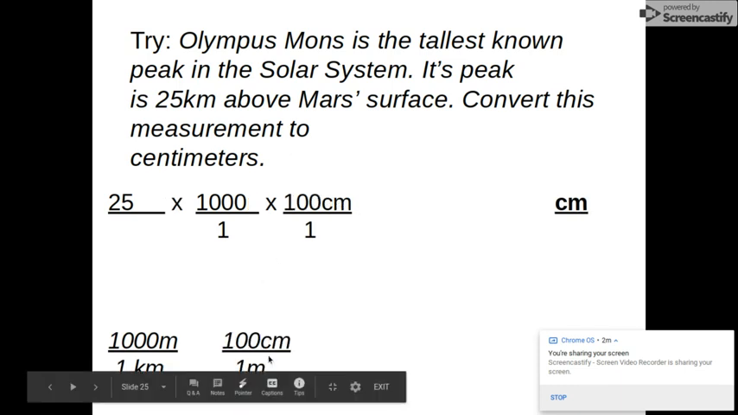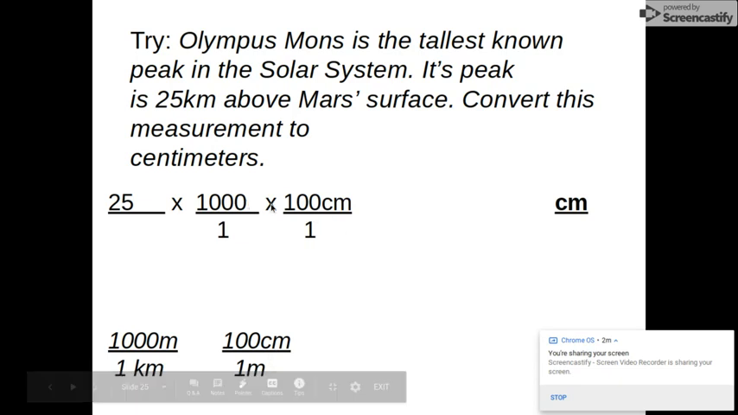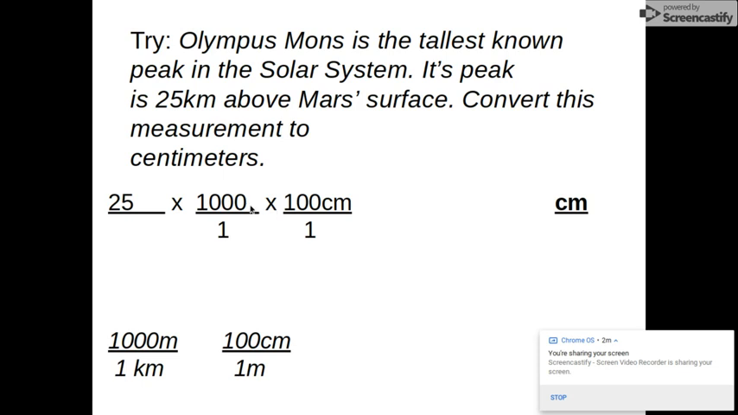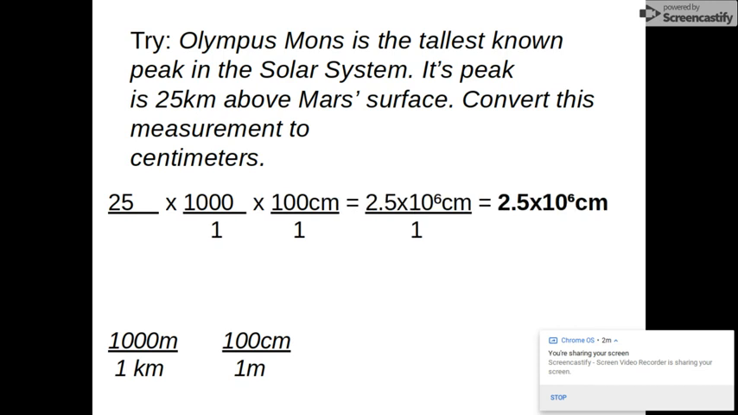and in our conversion factor, right? So if we use this 100 centimeters over 1 meter, that cancels those out. 1,000 meters in the top, 1 meter in the bottom, meters cancel out, leaves us with centimeters. Is that what we want to be left with? Yes. Okay, good. Now that we have our units, we can multiply straight across on top and straight across on the bottom. 25 times 1,000 times 100 gets us 2.5 times 10 to the sixth centimeters. 1 times 1 gets us 1.